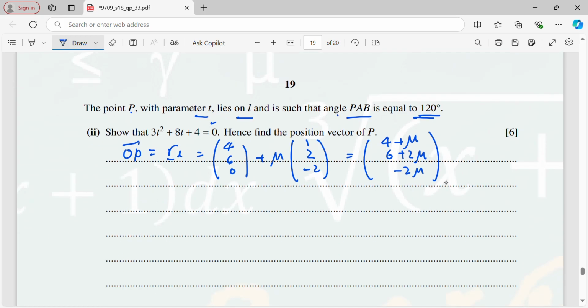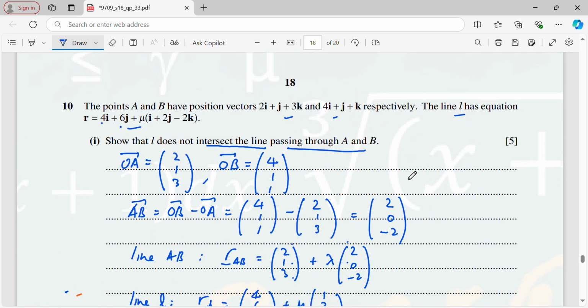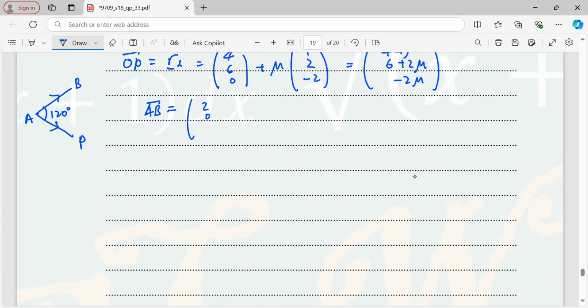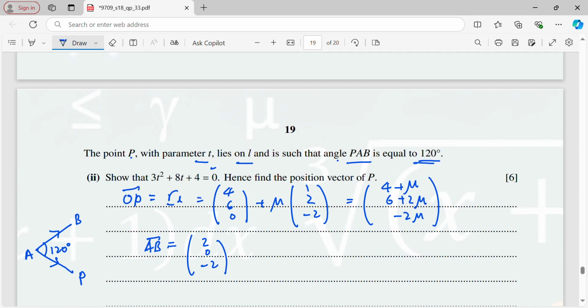And now, given the angle PAB, so I simply sketch a diagram. PAB, the angle is 120 degrees. So now, for the angle formulas, which is the scalar product formula, make sure two vectors are pointing out. So then I will start with AB dot AP. Okay, so I need AP. So which means now I write down my AB first. My AB from previous calculation, 2 0 minus 2. And now I need to find the AP.